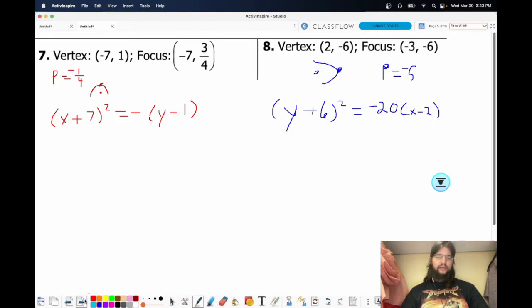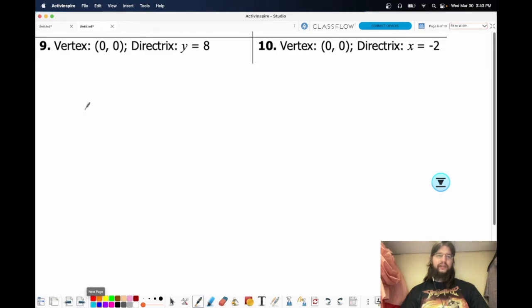Moving right along. Now we've got a vertex and a directrix. Same concept. Plot your vertex. Then graph your directrix. It's y equals, that makes it horizontal. Y equals 8, that's above my vertex, so it should be like here-ish. And remember, your parabola opens away from your directrix, so that's what we got. P is still going to be 8, but this time it's going to be negative 8 because we've got to go down.